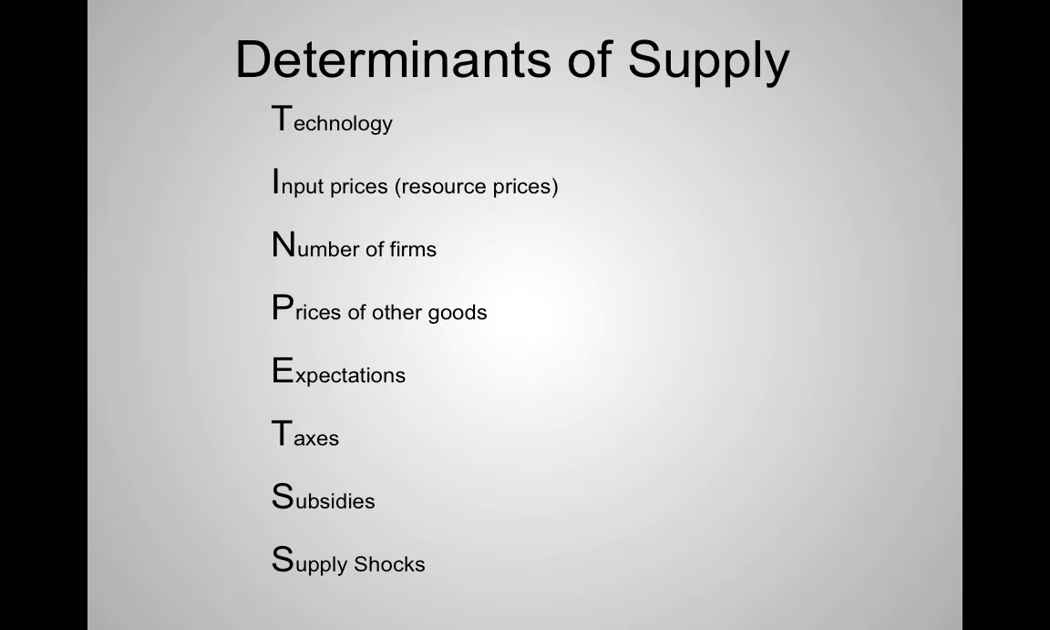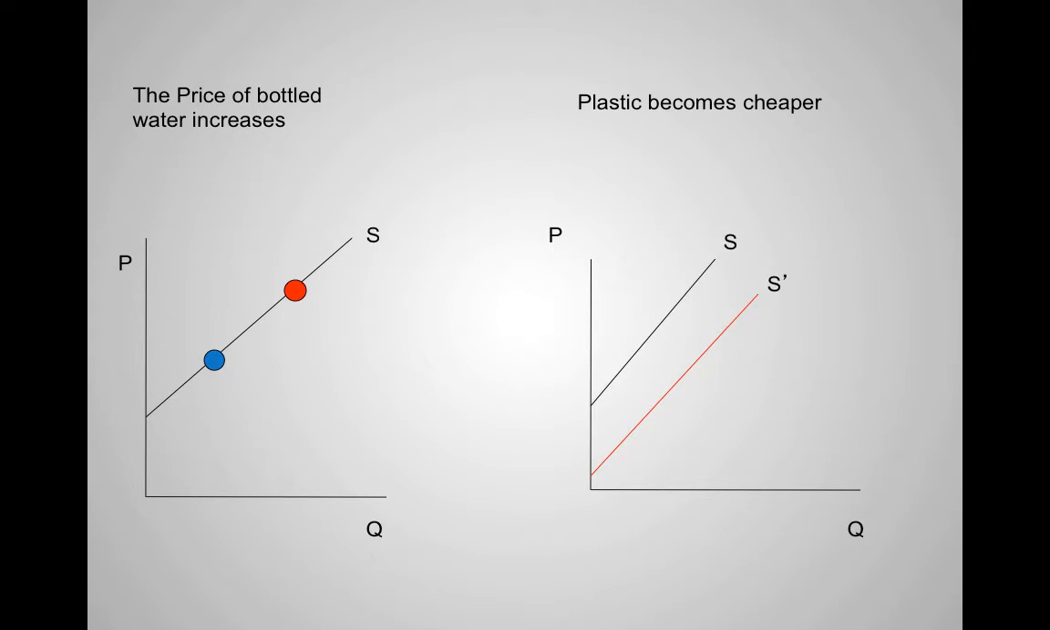Technology. Technology usually allows firms to produce more goods at a lower price, and it usually causes supply to shift to the right. Again, if a firm can get better technology, usually that technology helps them produce more. Input prices, or resource prices. If the price of materials goes down, or the price of labor goes down, then firms will be able to produce more at a lower price. It's like in this example here, with the water bottles.